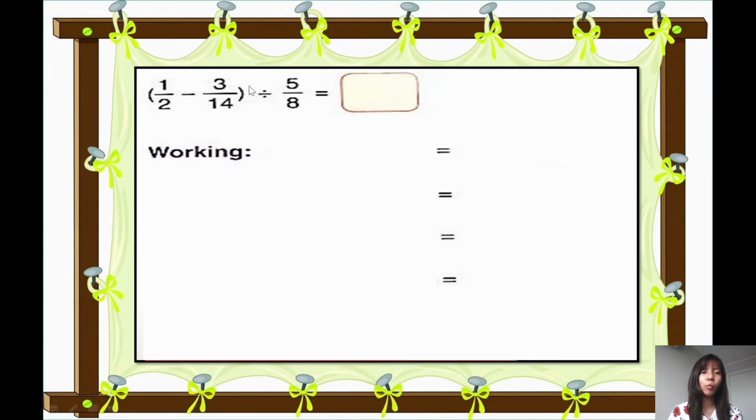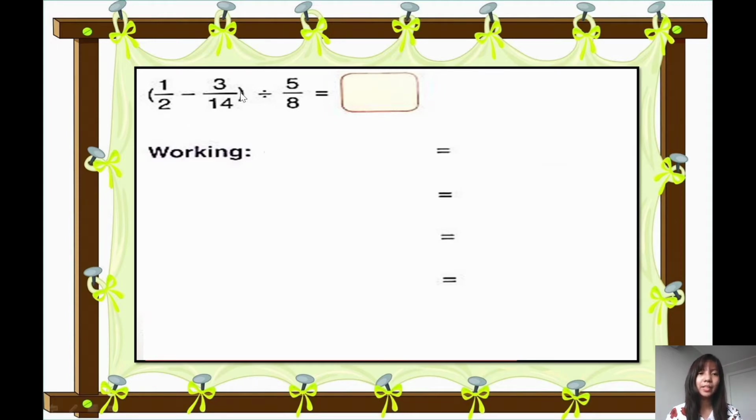The quantity of 1 over 2 minus 3 over 14 divided by 5 over 2. So by the way, this is called combined operations because we have more than one operation. So we have here minus and divide, alright? So let's get the answer of this. So first, follow the rule. You have to solve the problems inside the parentheses.